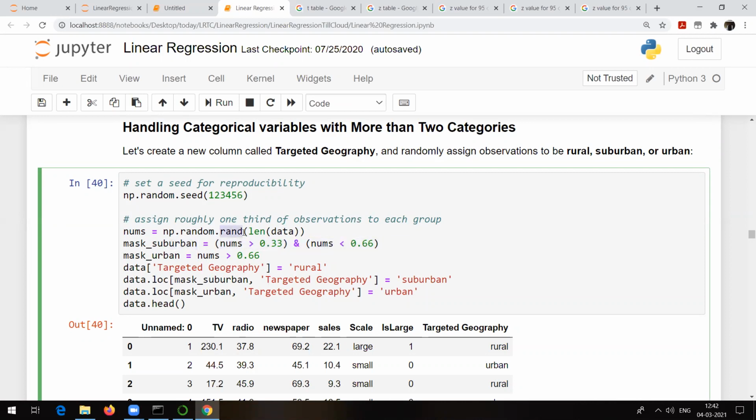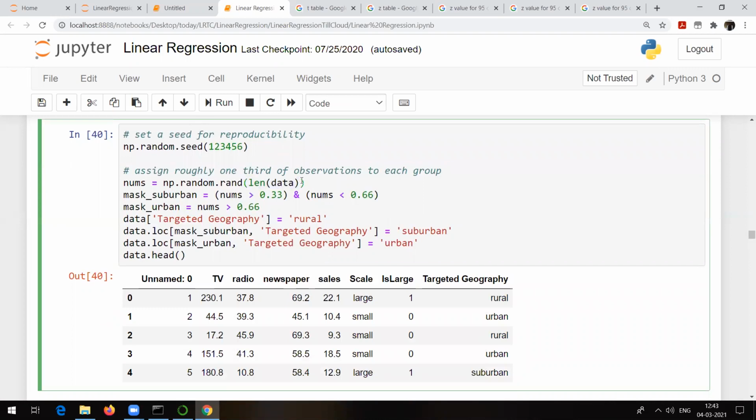I hope you remember, rand generates random values from a uniform distribution. That means the values are in between 0 and 1, that means all positive values. Again, assignments. The values which satisfy this particular condition, I am trying to assign to this particular variable.